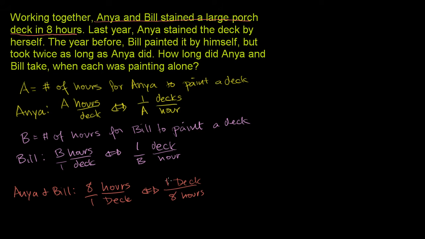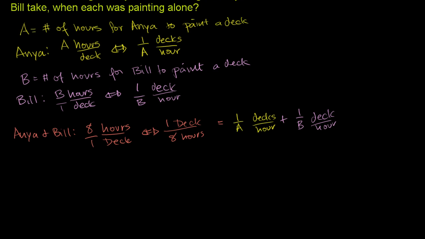So this one deck per 8 hours is going to be equal to Anya's rate, 1 over A decks per hour, plus Bill's rate, plus 1 over B decks per hour. So we have one equation set up. I won't write the units anymore. We have 1/8 is equal to 1 over A plus 1 over B.